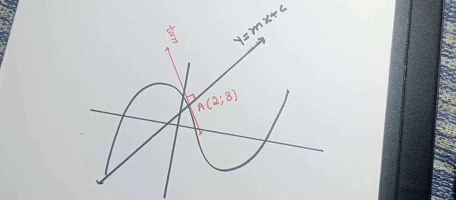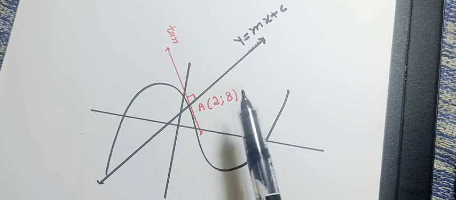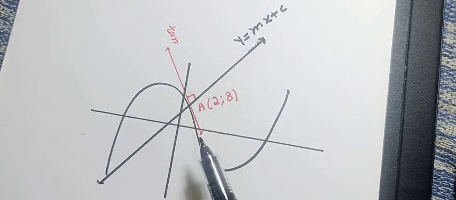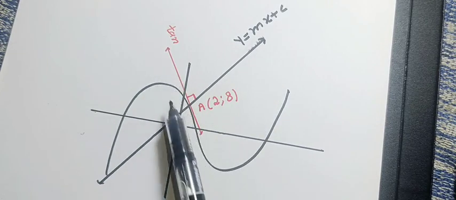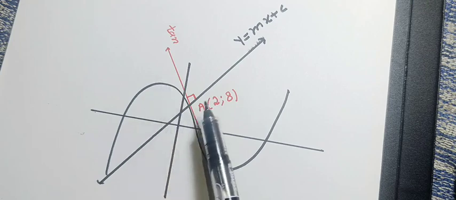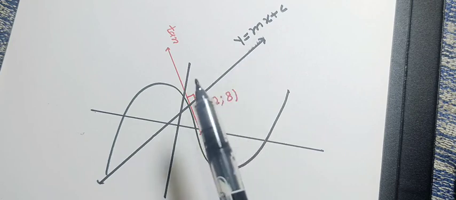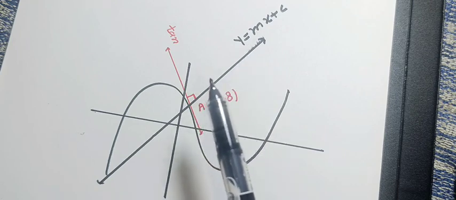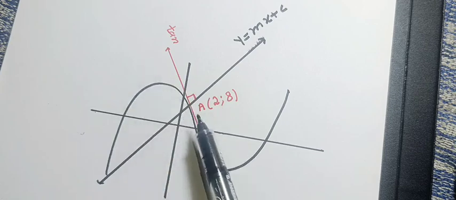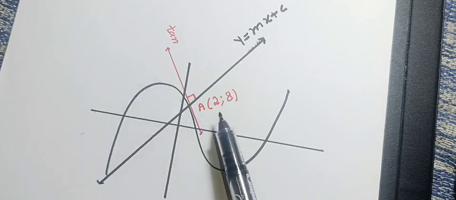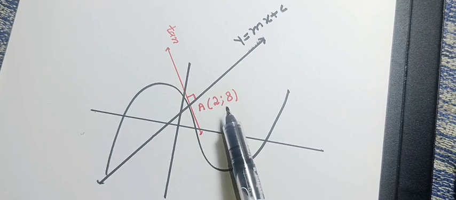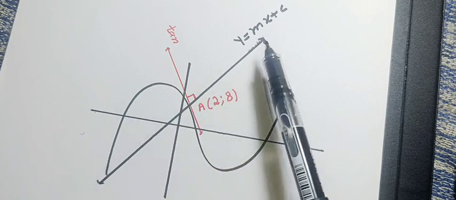I just want to demonstrate, to show you, that this is the graph, and obviously the tangent only touches the graph once. This is the line y is equal to mx plus c, which is perpendicular to the tangent and passing through the point A, whose coordinates are 2 and 8. So now we need to find the equation of this line.